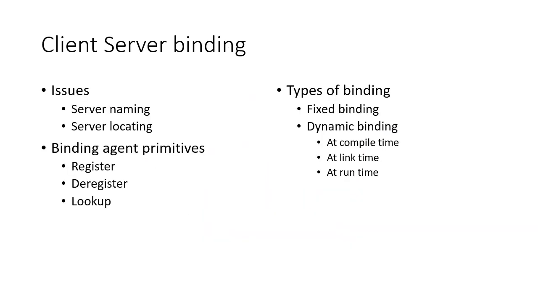There are several issues in client server binding, like the naming and locating of the server: how will the server be named, and where will the server be located. Furthermore, there are types of binding: firstly a fixed binding, and then there can be dynamic binding, which can be at compile time, link time or runtime. So there are multiple issues which need to be dealt with, and further there are primitives involved with binding agents such as register, deregister, lookup. So taking into consideration how the actual picture should be, we need to specify and deal with each of the things in detail.